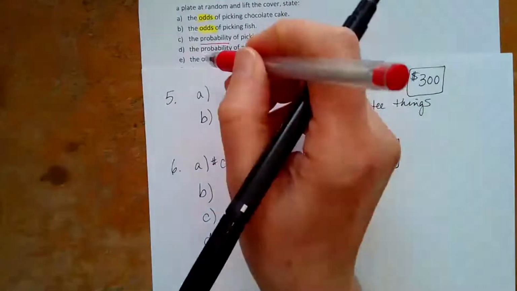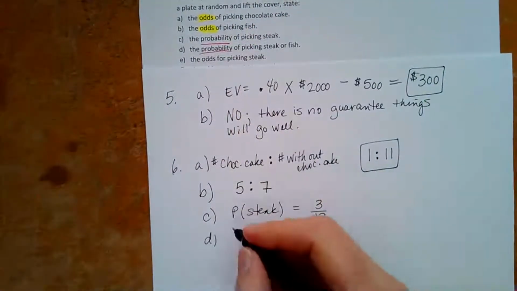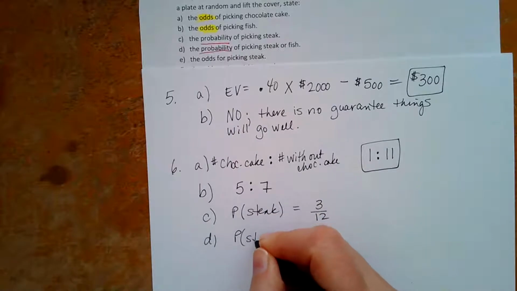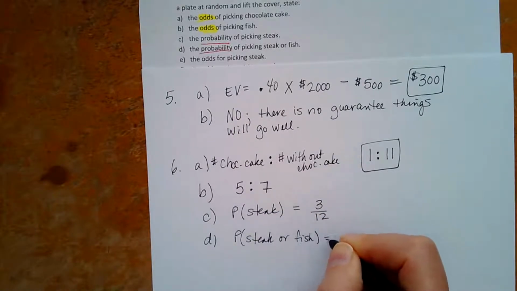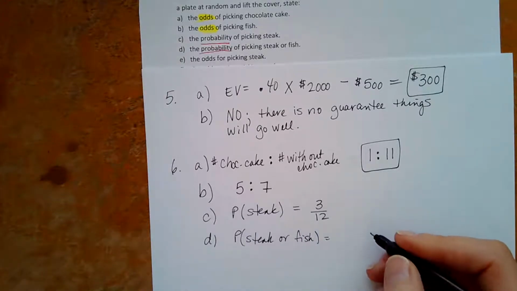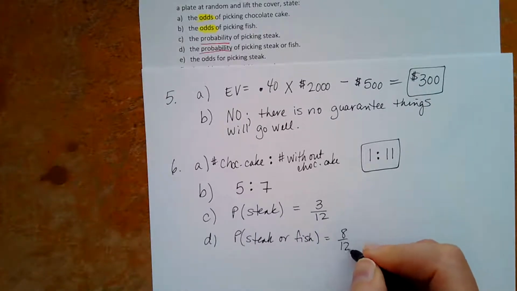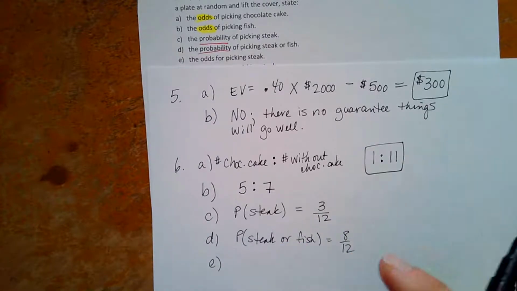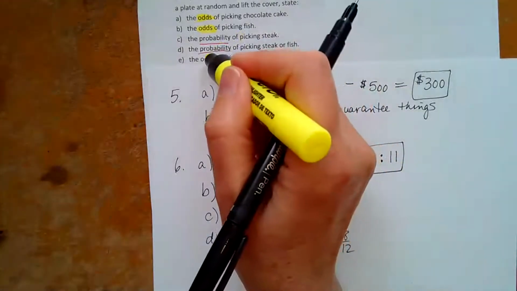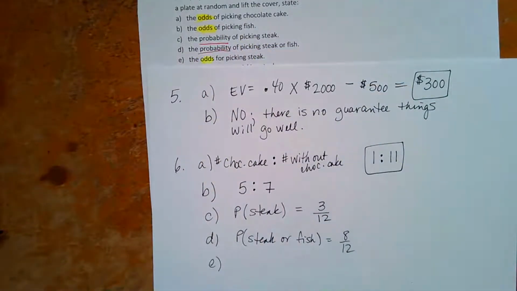Part D, probability of picking steak or fish. Once again, they're just asking for probability. So I'm going to do my capital P, steak or fish. Okay, 3 have steak, 5 have fish, 8 out of 12. Finally, E, I'm back to odds. Notice how they flip back and forth. The odds for picking steak. So 3 plates have steak and 9 do not have steak.